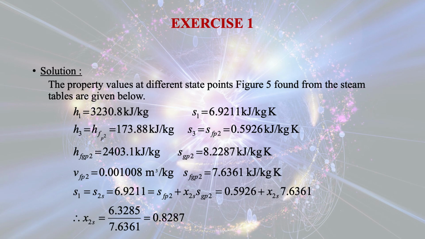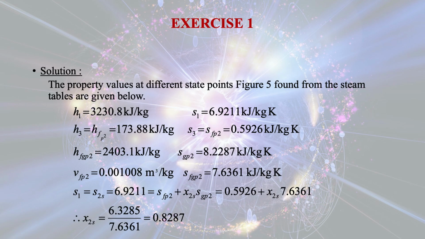H3 is equal to 173.88 kilojoule per kg, and S3 we get is 0.5926 kilojoule per kg K. This corresponds to the saturated liquid line, and HFG is 2403 kilojoule per kg, and the entropy at that particular point is 8.2287 kilojoule per kg K, and the specific volume at point 3 is 0.001008 meter cube per kg, and entropy at that point is also known.